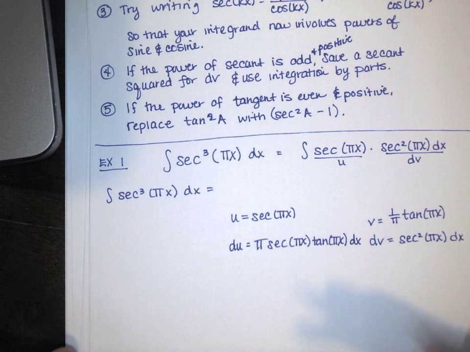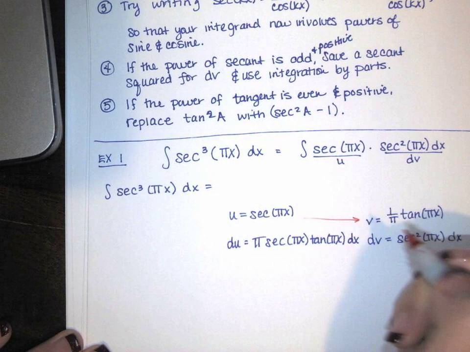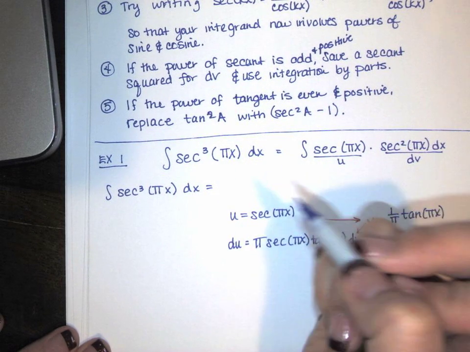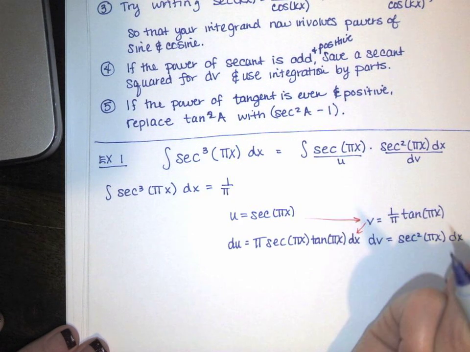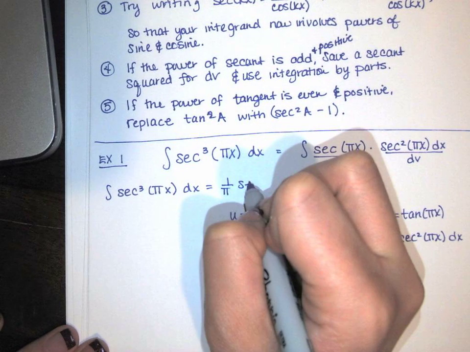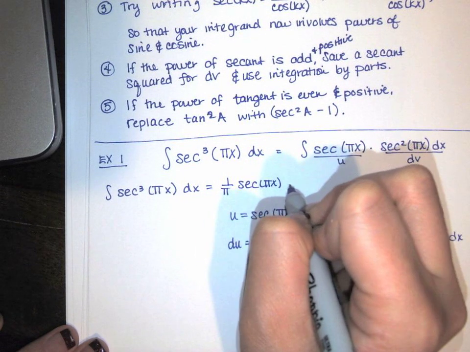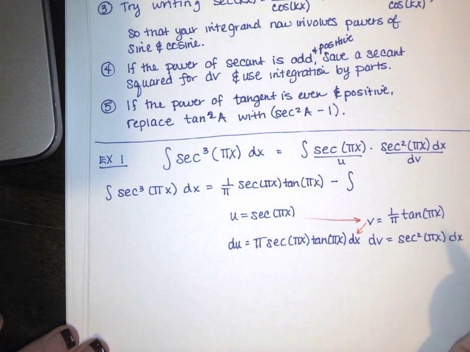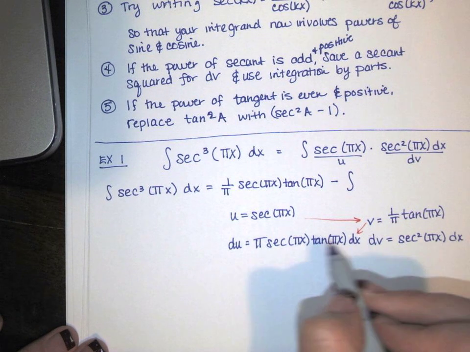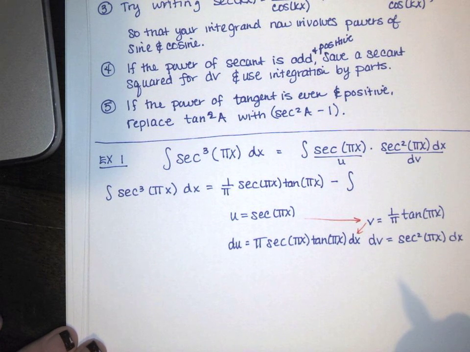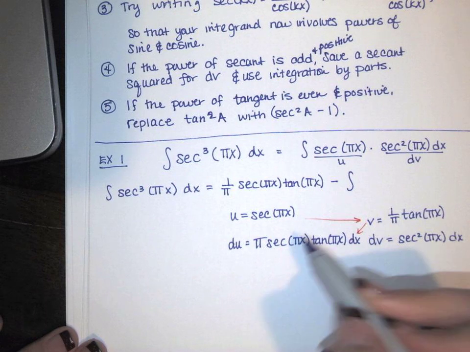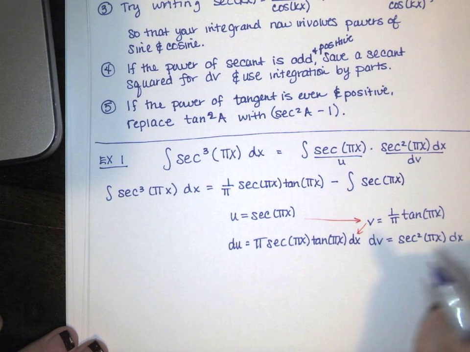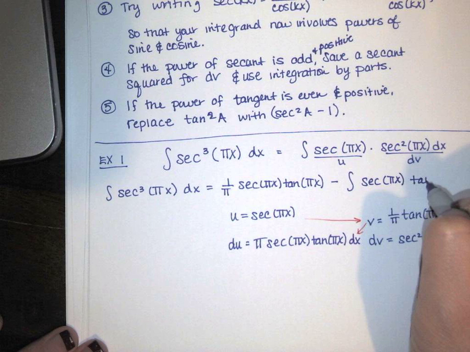according to integration by parts, u times v minus the integral of v du. So we have 1 over pi times secant times tangent minus the integral of v times du. That 1 over pi times pi is just a 1. And then I've got a secant. And tangent times tangent is tangent squared.